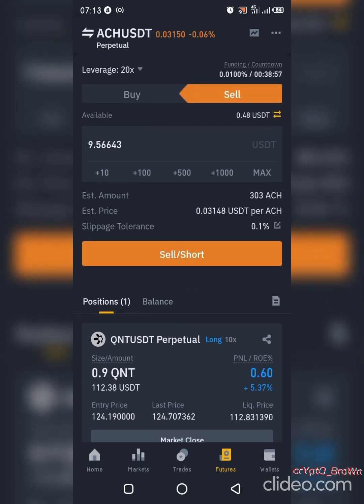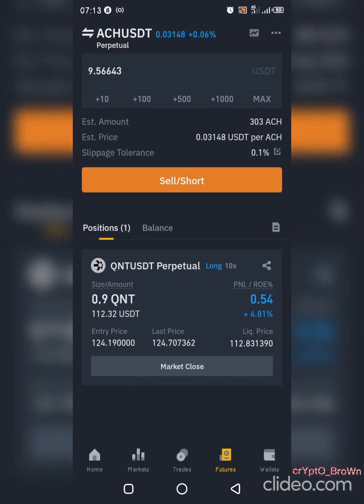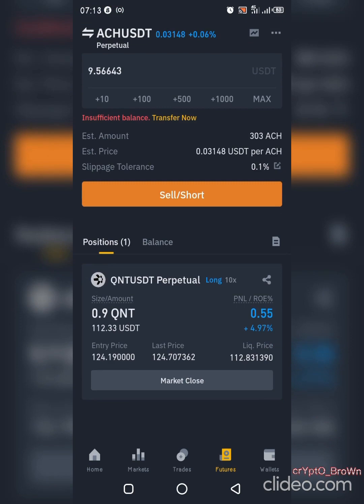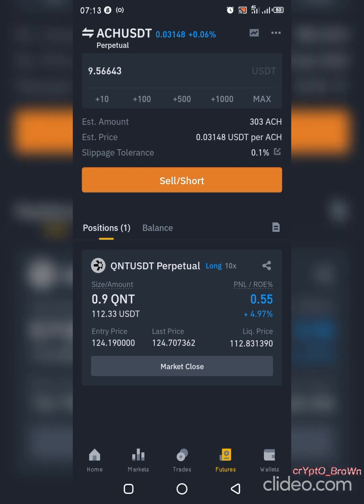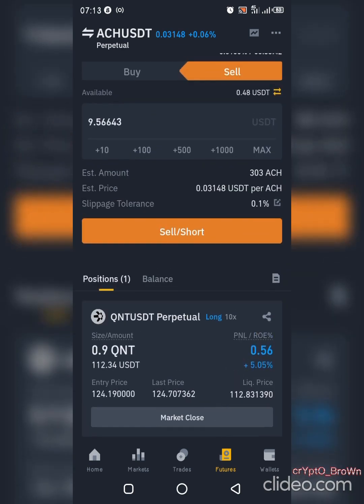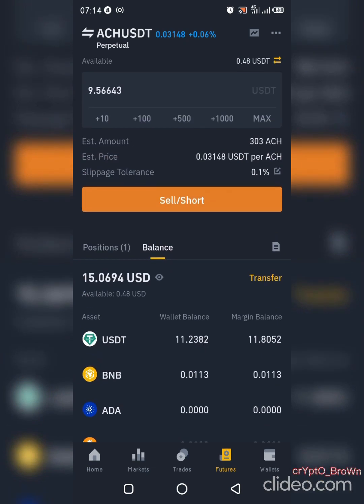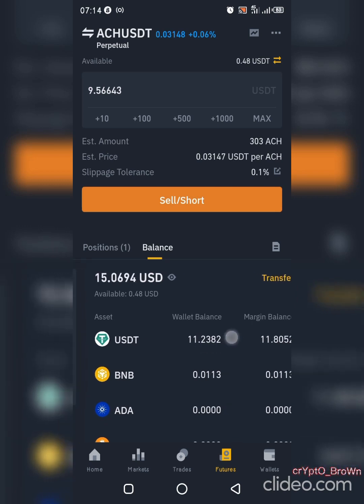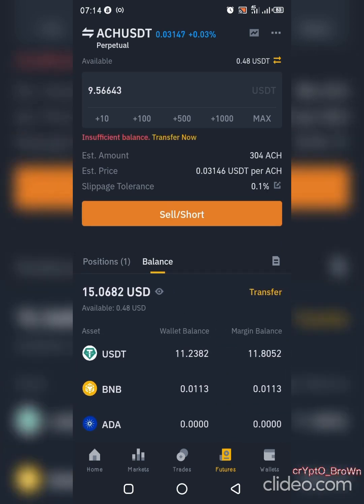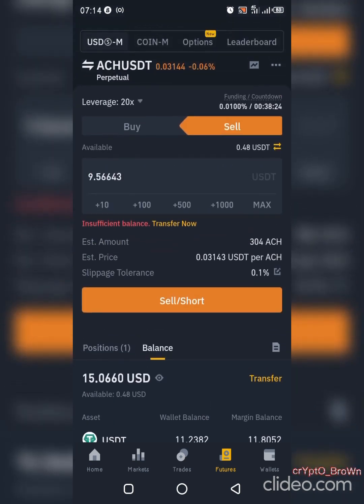The estimated amount and the estimated price is the price at which you are trading the perpetual contracts. That's it. And the positions is what you have opened. The position refers to the trades that you are currently having, the trades that you are currently running, and the balance gives you the amount that you have in your futures trading contracts. So I have 11 USDT over here and 0.101 BNB. The BNB is for the fees, that's why I have BNB in my futures trading contract as well.